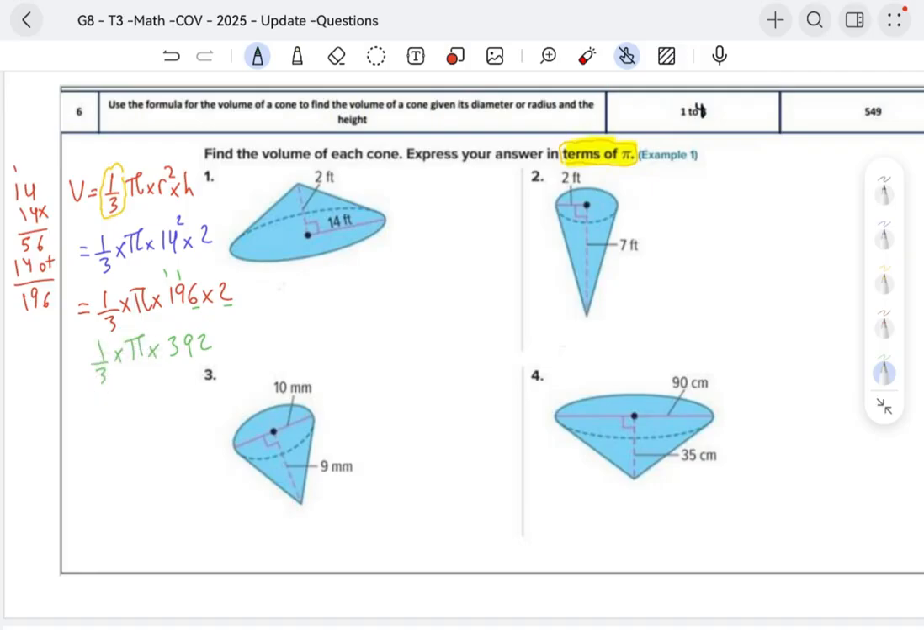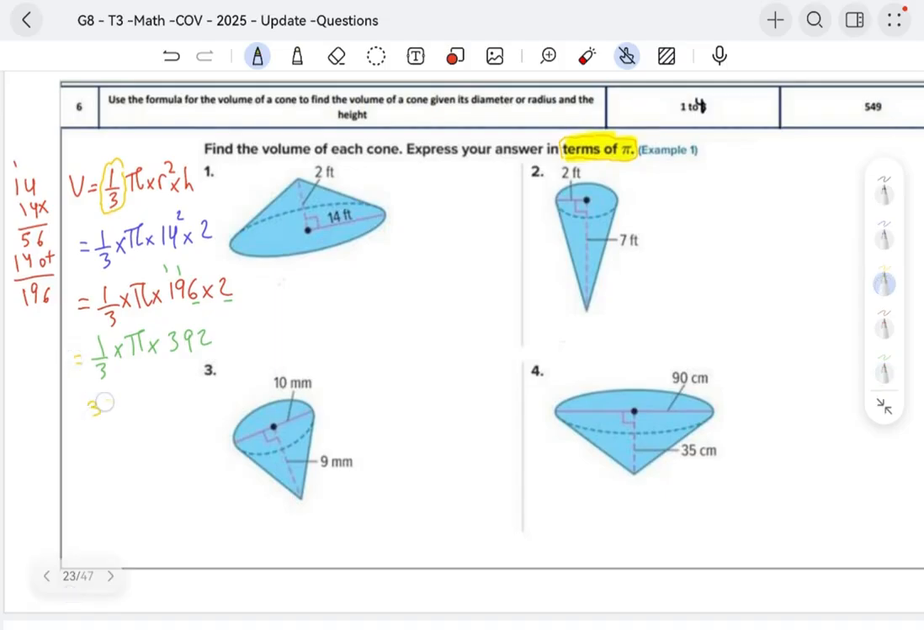When we multiply by 1/3, it's the same as dividing by 3. So this is equal to 392 divided by 3, times pi. Okay, now let's divide. First, 3 divided by 3 is equal to 1. Now 9 divided by 3 is equal to 3. Now 2 divided by 3 is 0 and the remainder is 2. 2/3 is 0.6 repeating. Okay, so the answer will be 130.6 repeating pi.